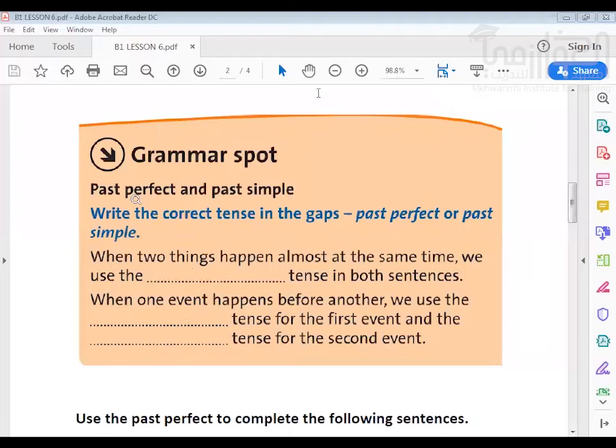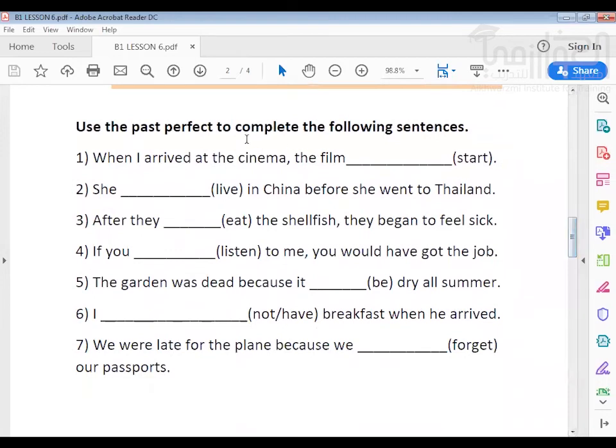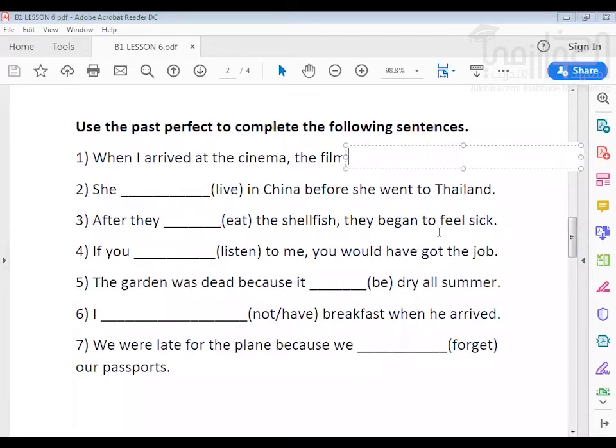Okay, now let's look at some exercises in order to practice a little. Use the past perfect to complete the following sentences. When I arrived at the cinema, the film, what should it be? Past perfect, how do we form it? We said we form it by using had, plus the past participle. The past participle of start is started. So this is the answer.